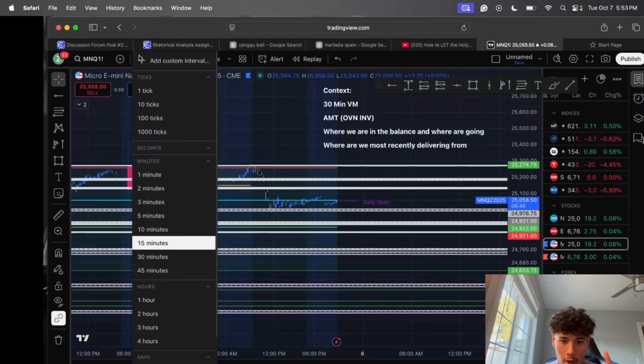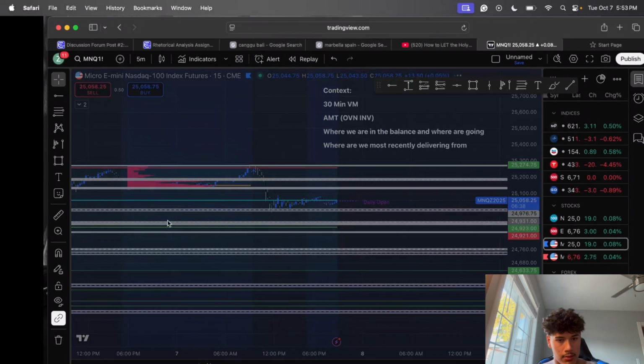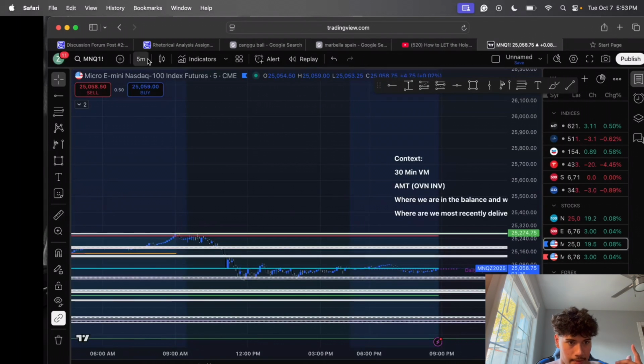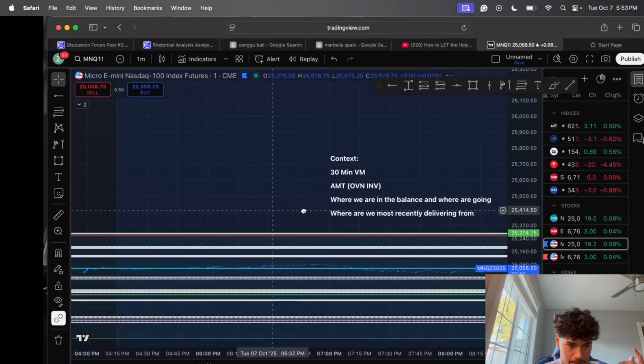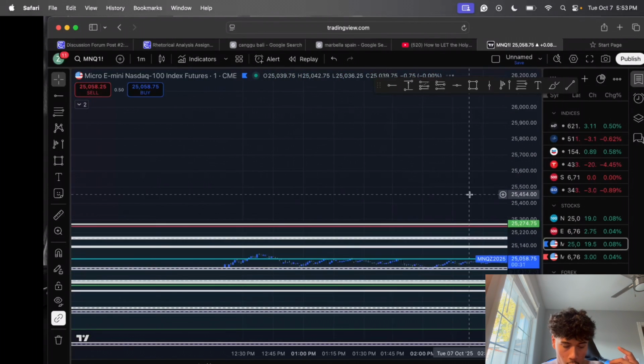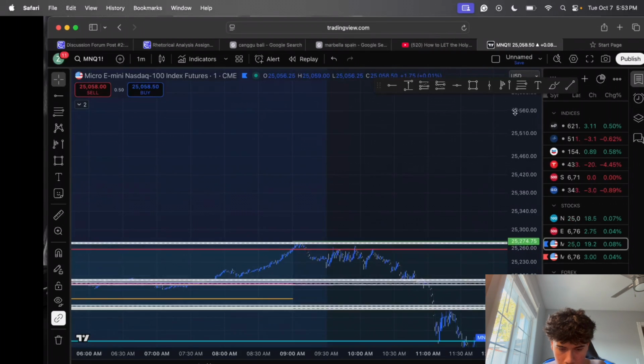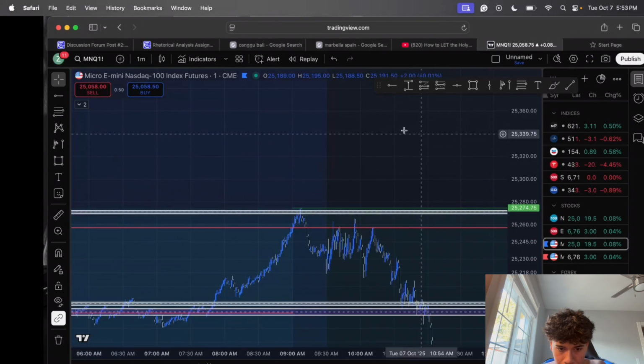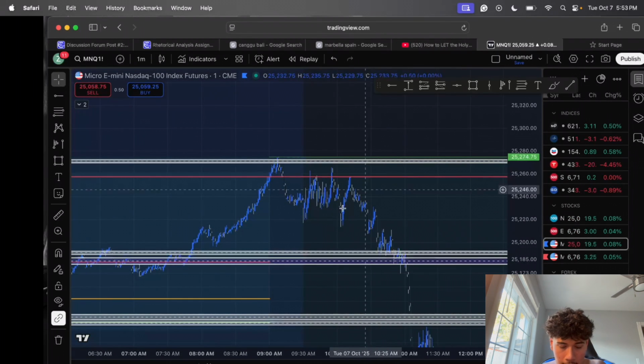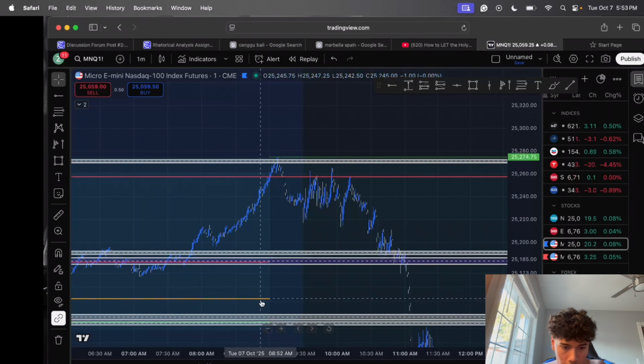Next question, where in the balance are we going? So on the weekly time frame today, we were inside the weekly balance. We were rejecting off the weekly VAL high. And where are we most recently delivering from? So for today, we were bullish. High time frame we're bullish up until market open. This red line, right, so this is our weekly volume high POC.